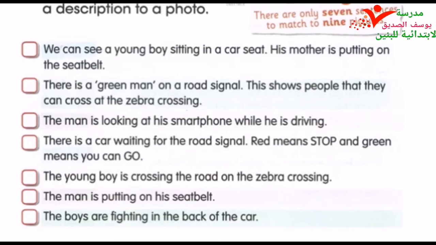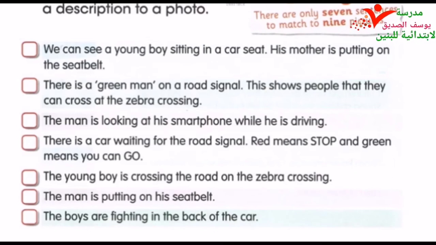Okay. We have the third sentence. The man is looking at his smartphone while he is driving. So, which picture do you think? Exactly. Number nine. Well done. Good.